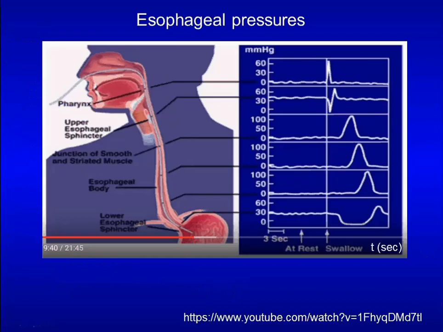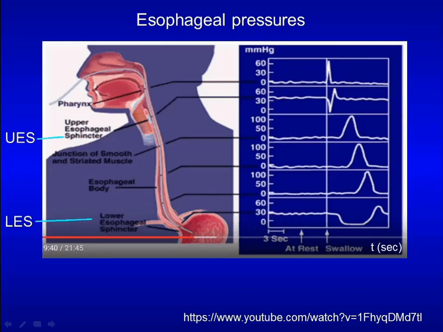This slide shows you esophageal pressures during swallowing. This is the upper esophageal sphincter, and this is the lower esophageal sphincter. The x-axis represents time in seconds. The y-axis represents pressure in millimeters of mercury. At rest, all the pressures are low, except pressures at the upper esophageal sphincter and lower esophageal sphincter.